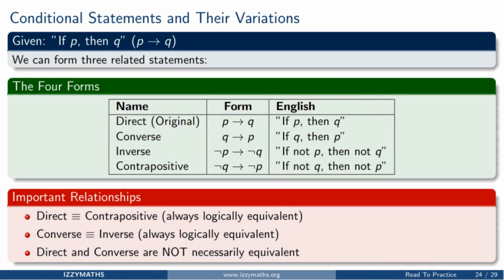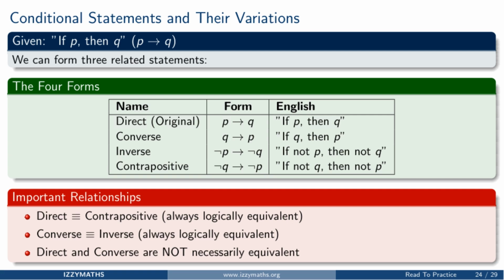Given a conditional statement, if P, then Q, we can form three related statements. The direct or original form is P implies Q, read as if P, then Q. The converse is Q implies P, read as if Q, then P. The inverse is not P implies not Q, read as if not P, then not Q. The contrapositive is not Q implies not P, read as if not Q, then not P.